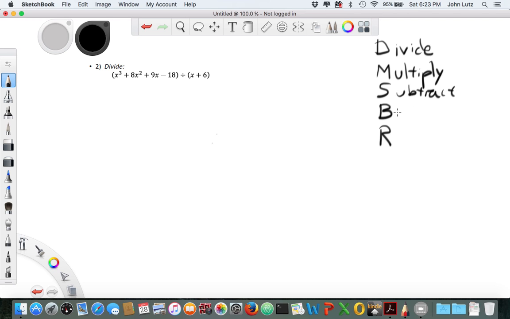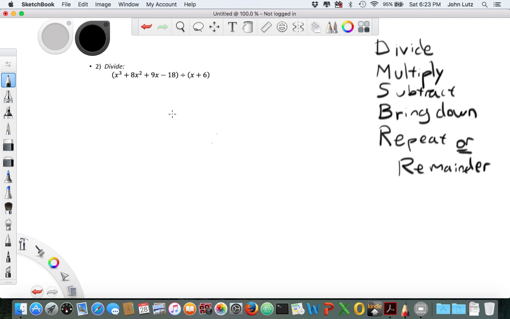Sister is subtract. Brother is bring down. And then Rover, which is the dog, used to be how people thought of it; they used to name their dog Rover back in the day. Rover, which is the dog, would be either repeat or remainder. So, as you know, when we do long division with polynomials, we can do those same steps.